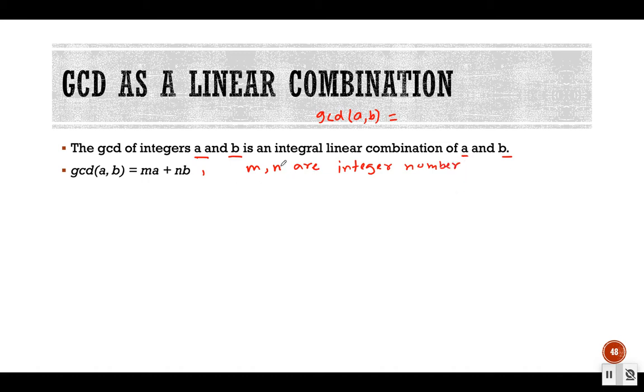Both m and n can be positive or negative integers, but here we can represent the GCD of a and b as an integral linear combination of a and b, so ma plus nb, where m and n are both integers. Let's see one example: how I can represent the GCD of two integers as a linear combination of those integers. Here also I'm going to use the Euclid algorithm.